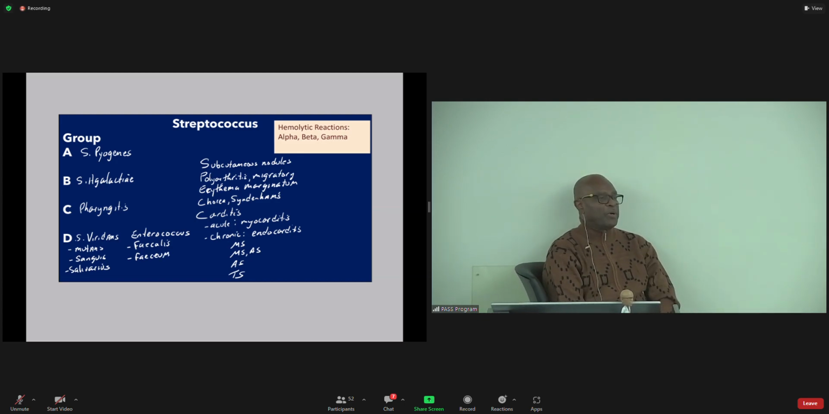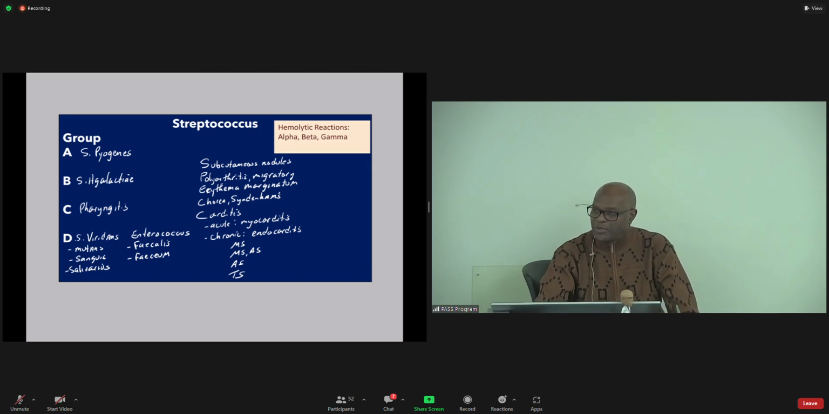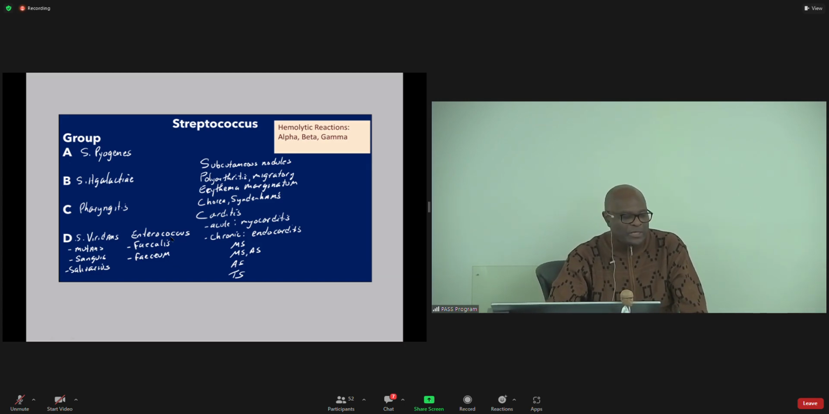Enterococcus. Remember, nitrite negative UTI. We rehearsed that many, many times. But again, attacks only hospitalized patients and immunocompromised. Healthy people don't pick this up because it's part of your normal flora. That's why. The only drug that covers enterococcus is vancomycin.